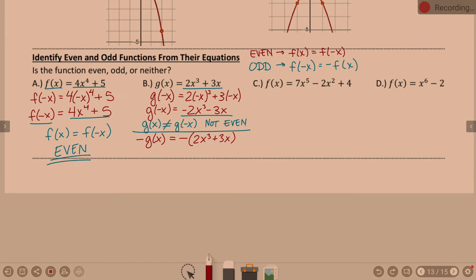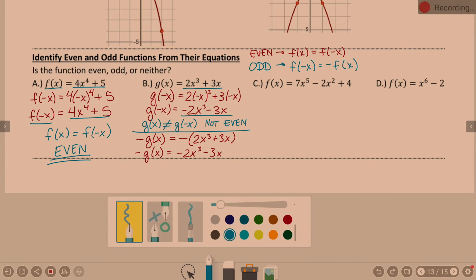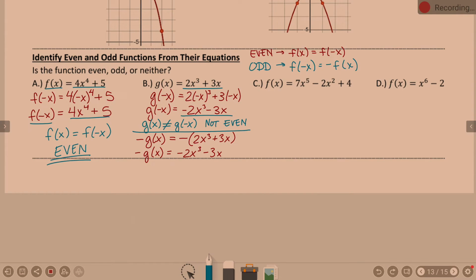When it says negative g, that means I multiply every term by a negative. So negative g of x is going to be negative 2x cubed minus 3x. So I multiplied each term by a negative. What do you see? Negative 2x cubed minus 3x, what's it the same as?